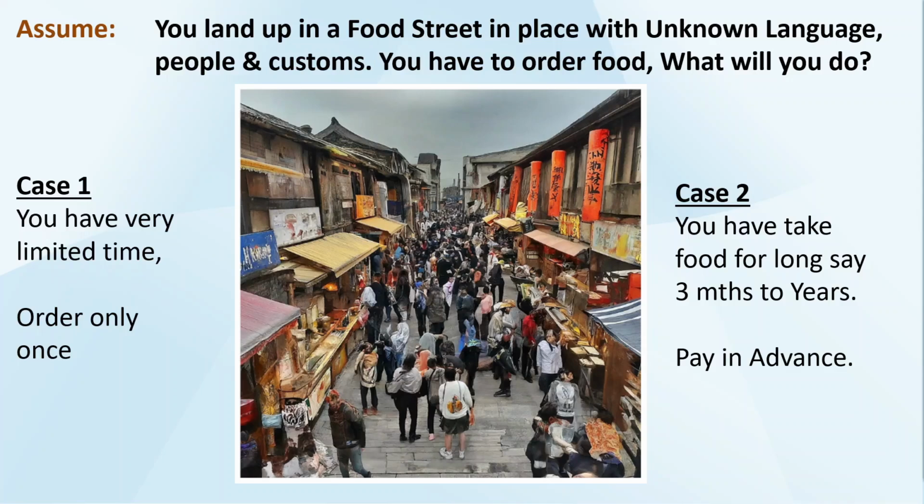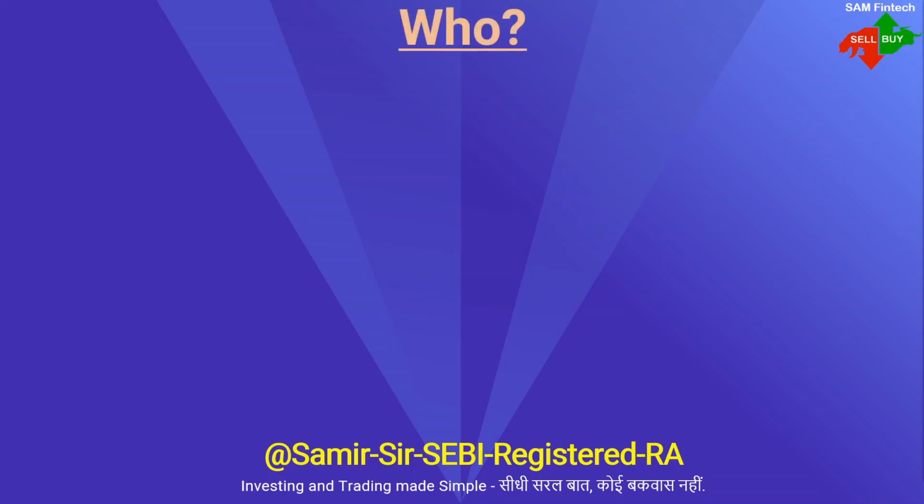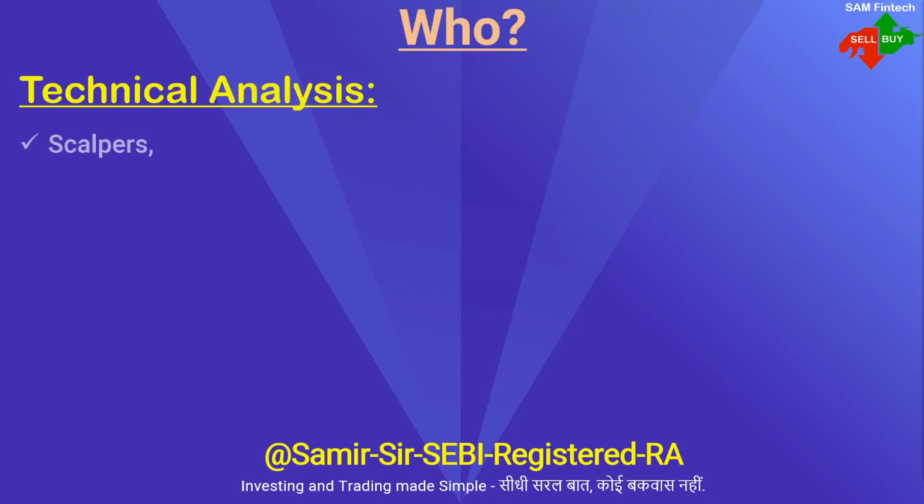So in the case when you have limited time and you have to order only once, you can understand, this is technical analysis. Whereas in case two, you need to study each and every aspect, multiple aspects, you take more time because you have to make a huge payment for a longer period of time. This is the example of fundamental analysis. Now if you have understood this, let's begin: who will use technical analysis?